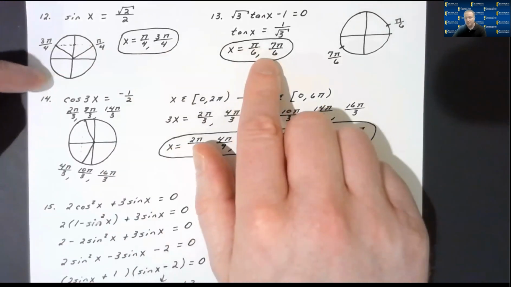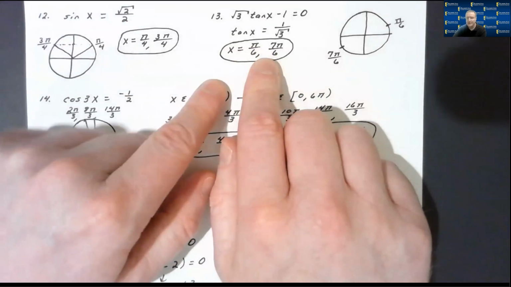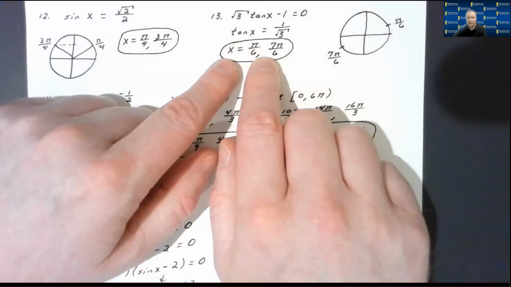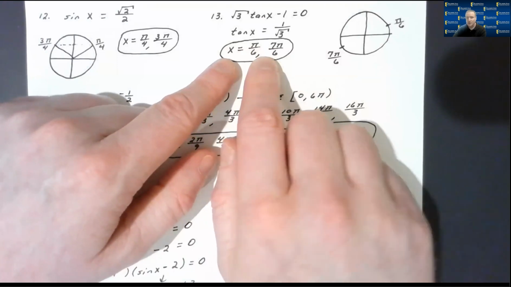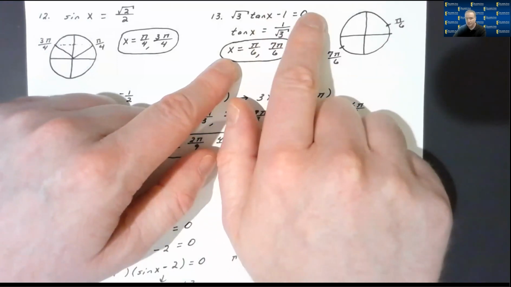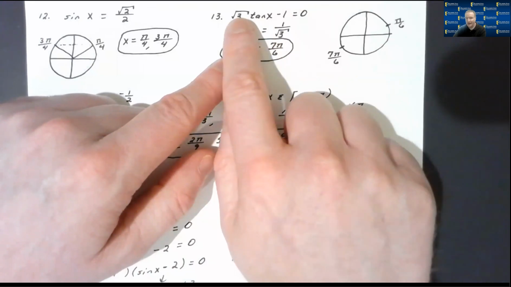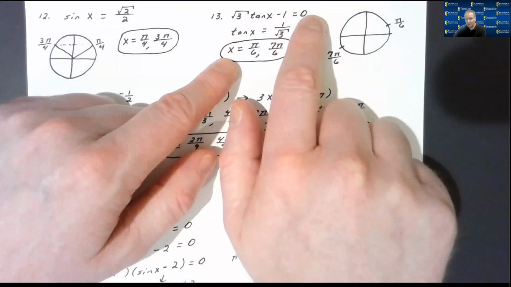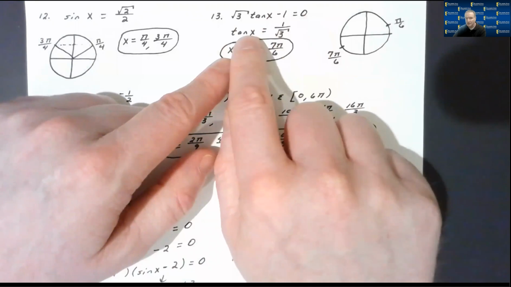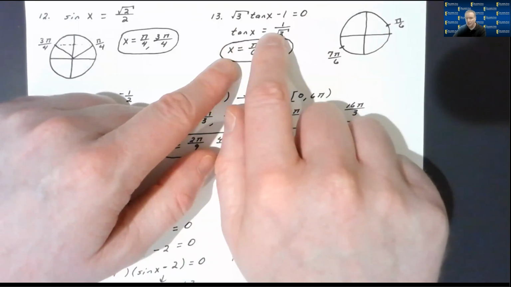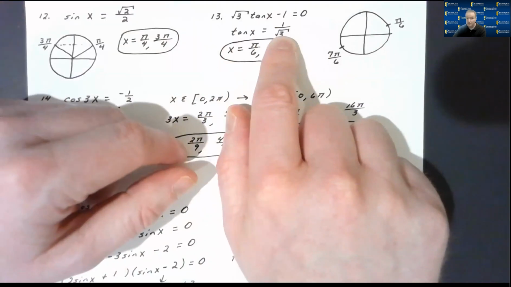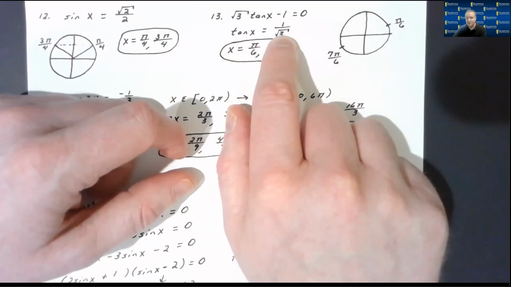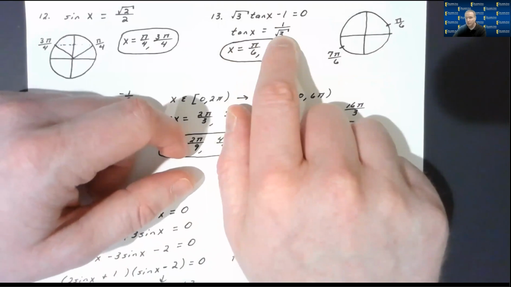Now for the next problem here, we're looking at it and it's giving us the square root of 3 tangent x minus 1 is equal to 0. So of course we move the 1 over to the right hand side and then divide it by the coefficient of x, that's square root of 3. That gives me the tangent of x is equal to positive 1 over the root of 3. Now, this is just asking you, when is the tangent function equal to 1 over the root of 3?